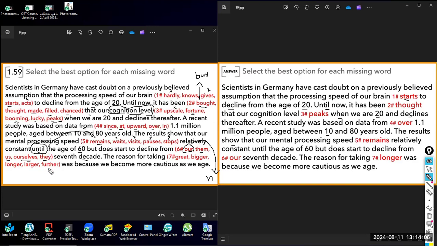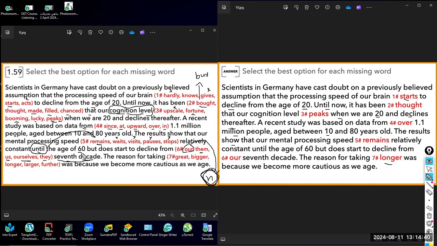Even they, because they is a subject pronoun, and it should be used, for example, in the beginning. I cannot say "they seventh decade," so I have to say "our seventh decade." Keep in mind, guys, that with possessive pronouns like my, our, their, her, his, I have to mention the noun after these possessive pronouns, and this is the noun that I have to mention after.